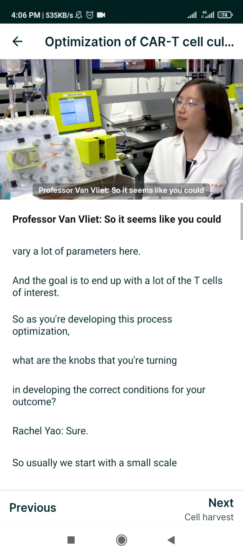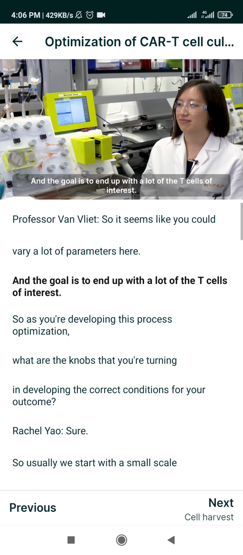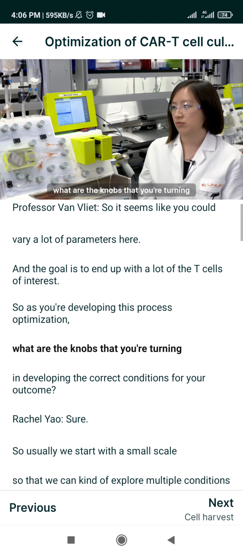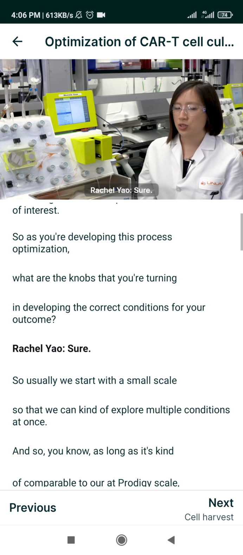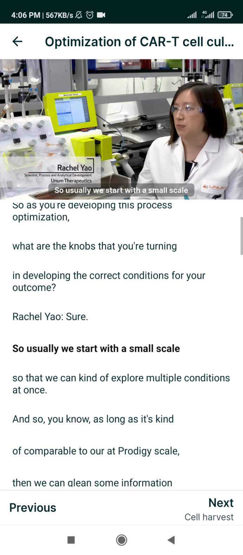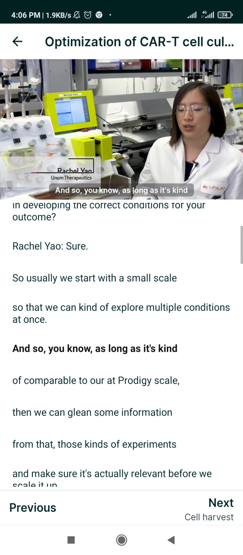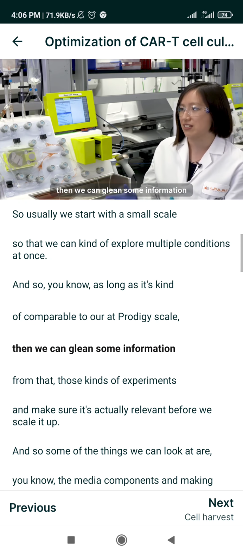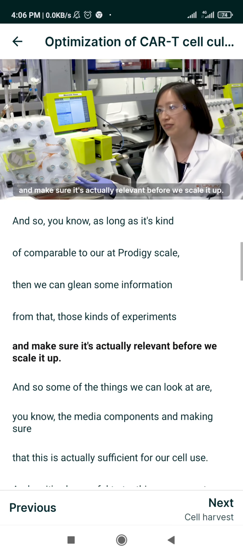So it seems like you could vary a lot of parameters here, and the goal is to end up with a lot of the T cells of interest. So as you're developing this process optimization, what are the knobs that you're turning in developing the correct conditions for your outcome? Sure. So usually we start with a small scale so that we can explore multiple conditions at once. As long as it's comparable to our Prodigy scale, then we can glean some information from those experiments and make sure it's actually relevant before we scale it up.